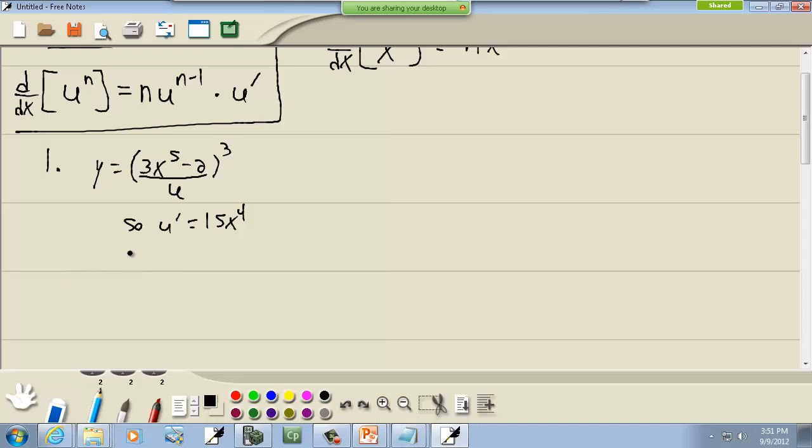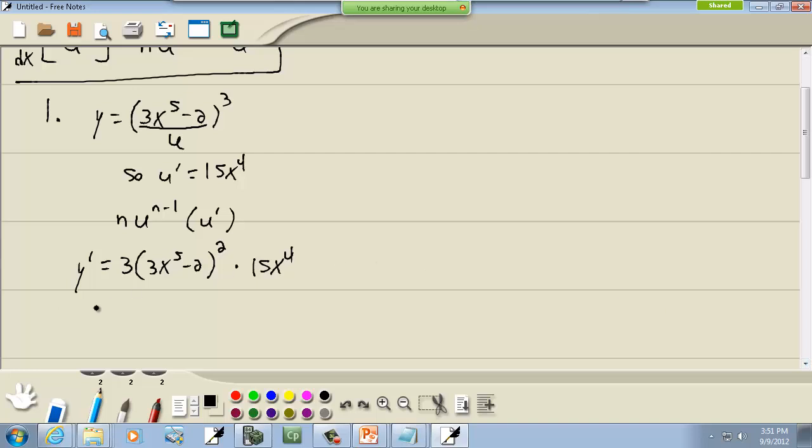And so from our formula, and I won't write the formula down many times because it's pretty straightforward, I think. We take our power, put it out in front. So take 3, put it out in front. The u remains as is, so we got 3x to the 5th minus 2. Lower it by 1, so it becomes 2, and then you multiply it times the derivative. So multiply it times u prime, which would be 15x to the 4th.